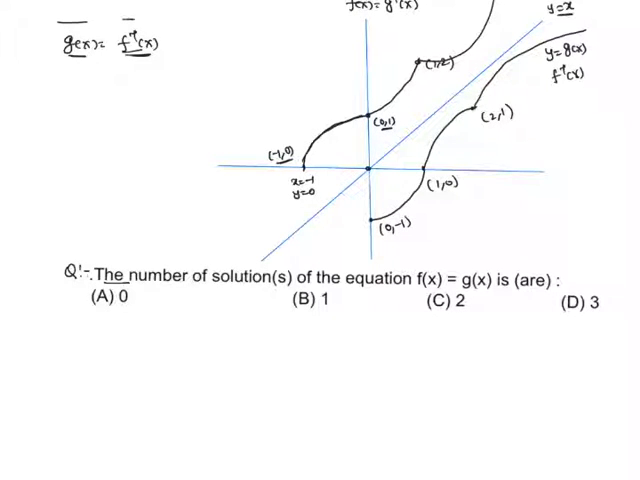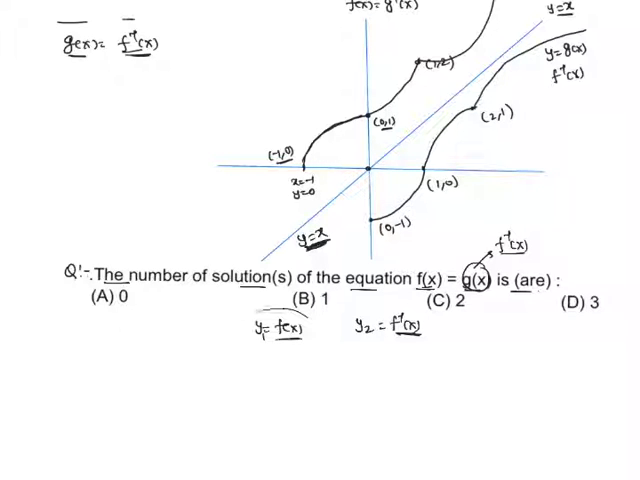Next problem is the number of solutions of the equation f(x) equals g(x) is r. So to find the number of solutions of f(x) equals g(x), we know g(x) is nothing but what? f inverse of x. So we have to find the number of solutions of f(x) equals f inverse x. So we have to draw y equals f(x), and the other graph is what? y equals f inverse x. So the intersection point of f(x) and f inverse x. We know f(x) and f inverse x are mirror images with respect to y equals x. So if f(x) intersects y equals x, at the same point f inverse x will also intersect.